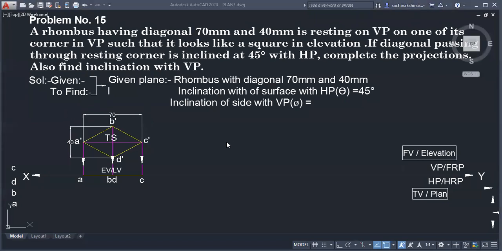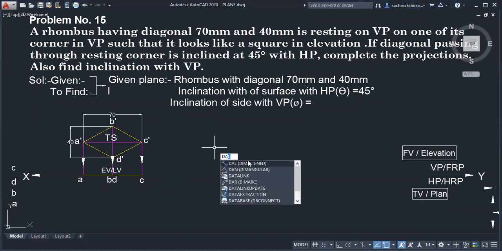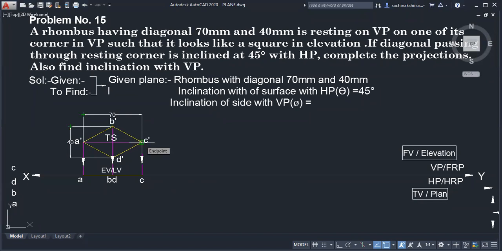So in the first stage, any problem? We have drawn the true shape and the line view or edge view. After this we have to go to the second stage. A dash B dash is 40. What is the length of B dash C dash? 40. All sides are 40.